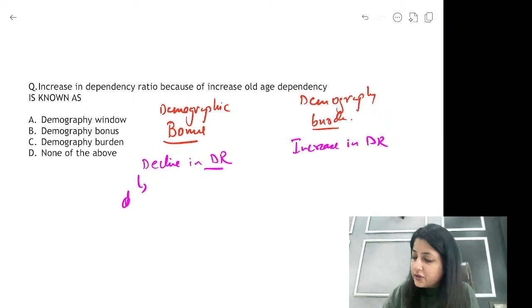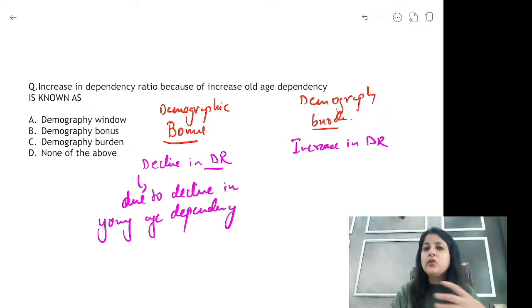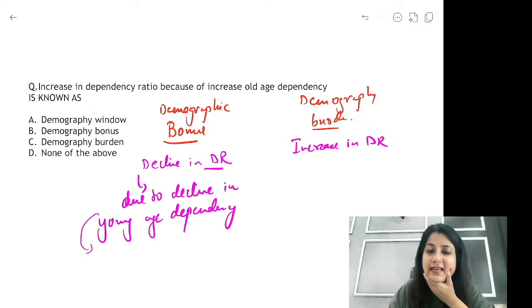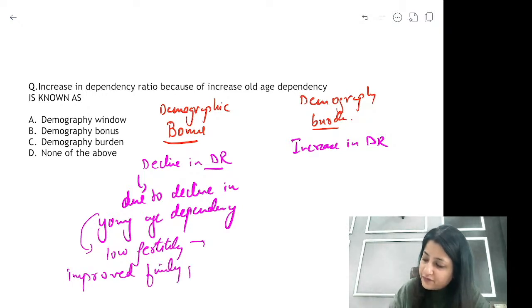Now why is there a decline in dependency ratio? Because of, due to decline in what? Young age dependency. Why is young age dependency declining, everybody? Why is it declining? Because there is now low fertility. Why is there low fertility? Due to improved family planning.